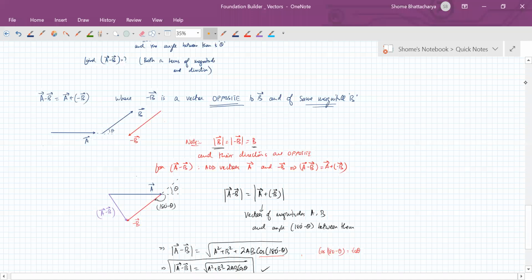So hope you've understood this formula application here. Next is also to find the angle.